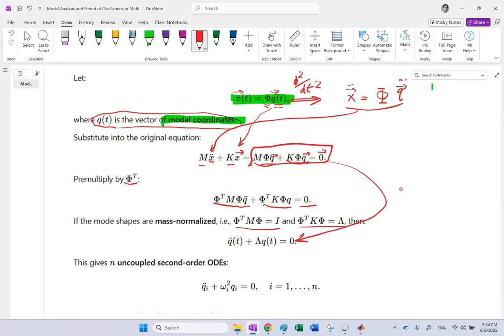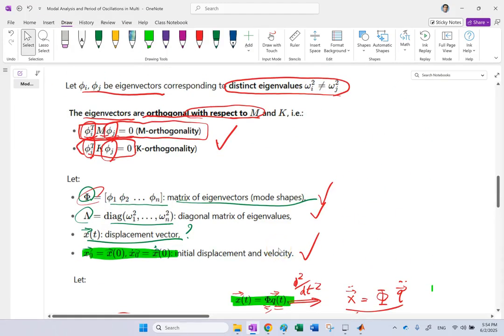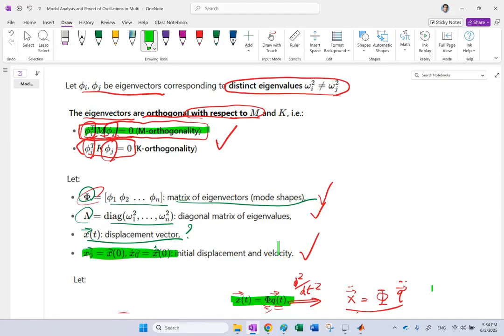this. You might say, where did you get that one from? What does mass-normalized mean? Well, here is the place that you need to go back and look at these 2 important properties that we found. That individual phi's, if you transpose them and multiply them by m and multiply by another phi, the result is 0 for different i and j. If i and j are equal, then the result is not necessarily 0 as I showed you.